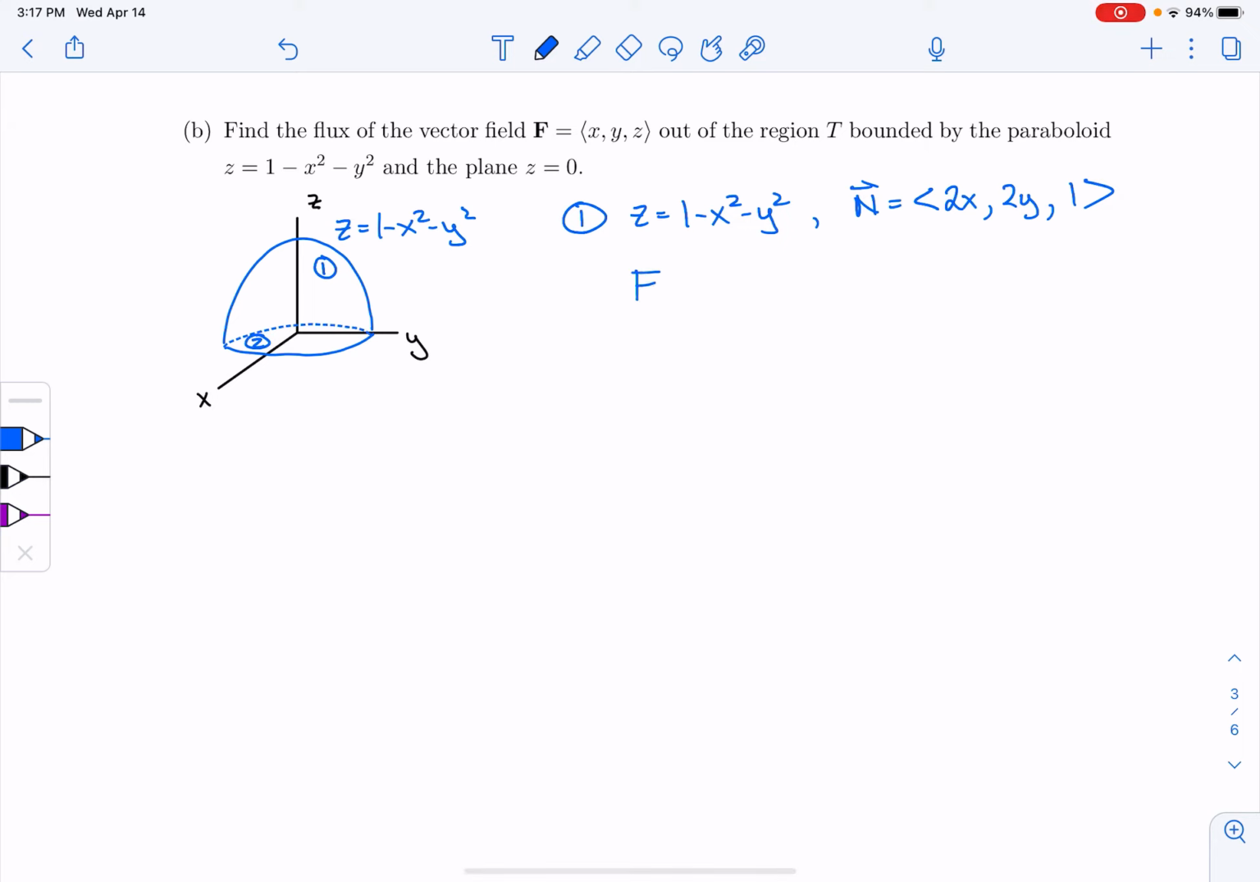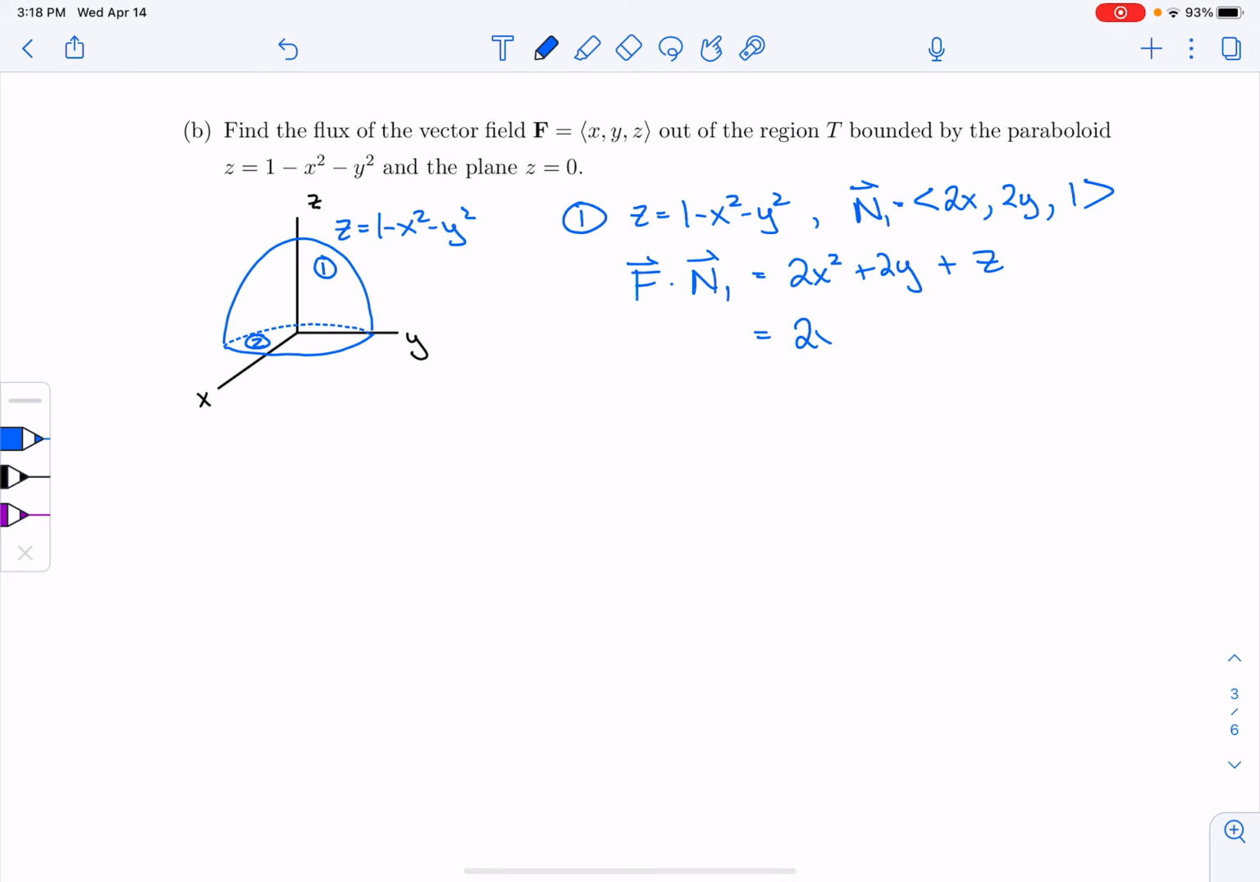And then I'm going to have f dot n that I'm going to need to compute. Okay, and I'll think about it as being n1. So f dot n1 in this case, so I'm going to dot x, y, z with 2x, 2y, and 1. And I'm going to get 2x squared plus 2y squared plus z. So here, f dot n is a function of x, y, and z. I'm going to need it to be a function of two variables on that surface.